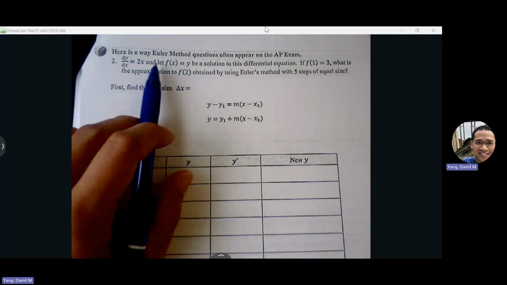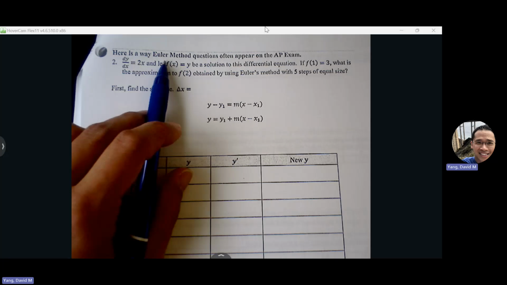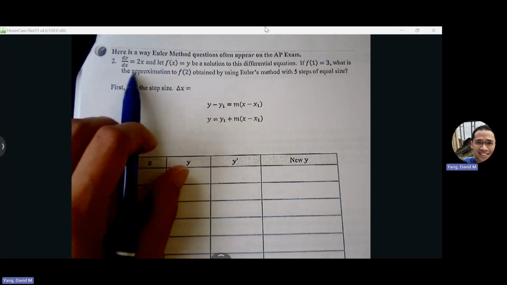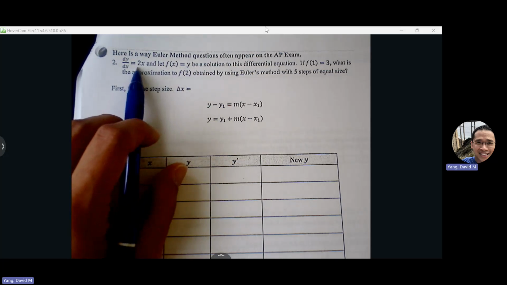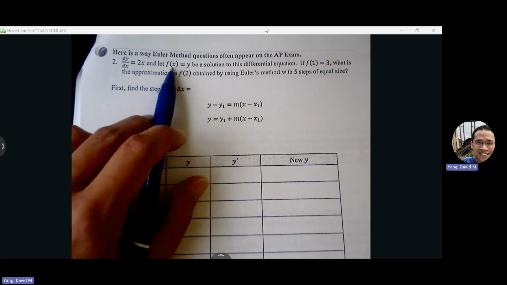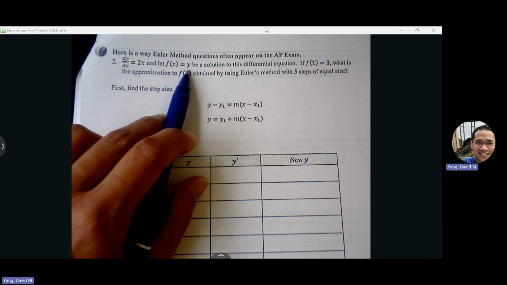Okay, so here's a way that Euler method question could appear on the AP exam. They'll give you a derivative equation, a slope formula. They say dy/dx is 2x. Let f of x equal y be a solution to the differential equation.